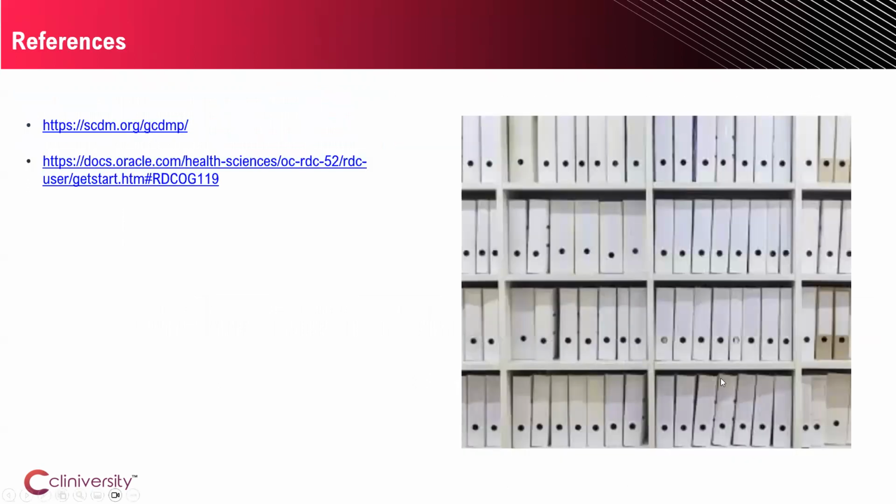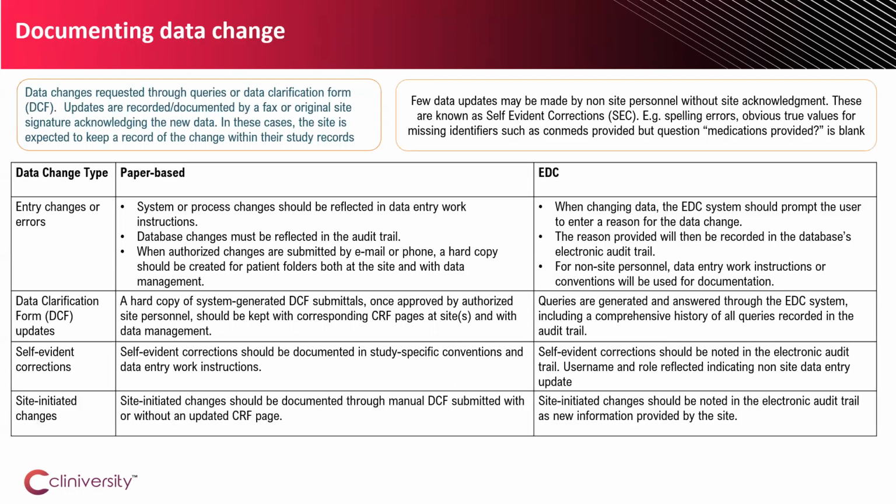There could also be certain other updates, such as data cleaning conventions, which under some circumstances may be used. These cleaning conventions specify the data that can be modified without a site's acknowledgement. These are called self-evident corrections. Examples include appropriately qualified personnel correcting obvious spelling errors, converting values when units are provided, or filling in missing identifiers where the true values are obvious. Now, because the site must have a record of all the data changes, the site will also receive and maintain a copy of such versions of data conventions.